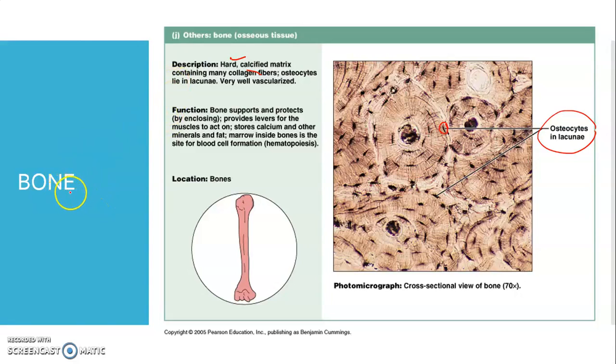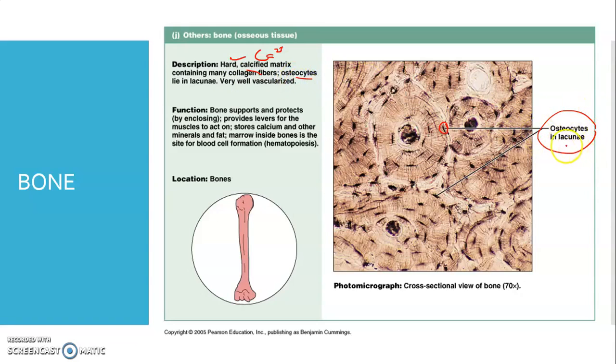Next we go to the bone, which is a specialized connective tissue. It has hard characteristics and a calcified matrix, which means lots of calcium ions, and it also consists of collagen fibers, and the cells that develop the bone, which we call the osteocytes.